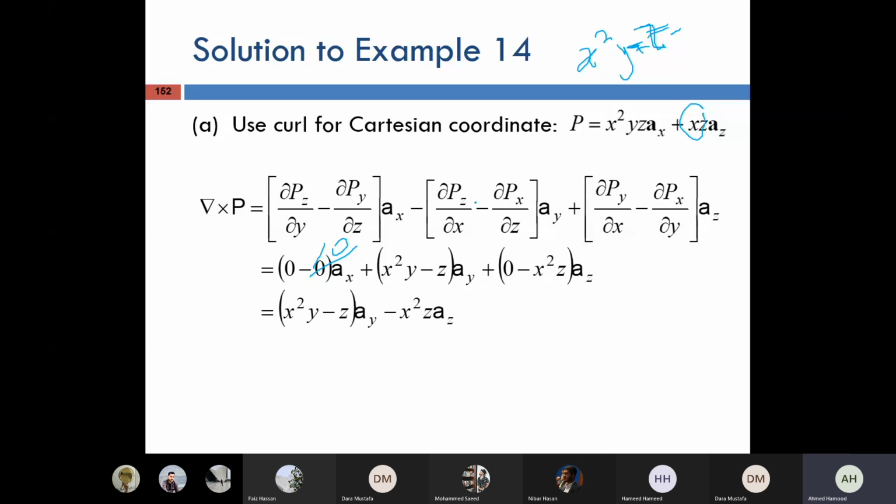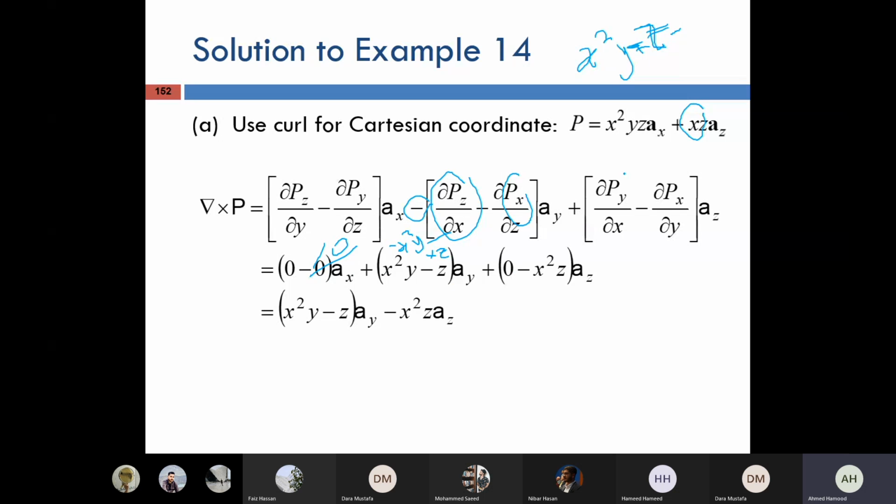So this is equal to negative x square y. Then you have here negative or positive z. Since you have negative here, negative multiplying by negative becomes positive, negative multiplying by positive becomes negative, so equal to x square y negative y.